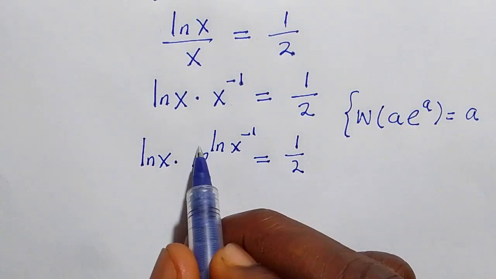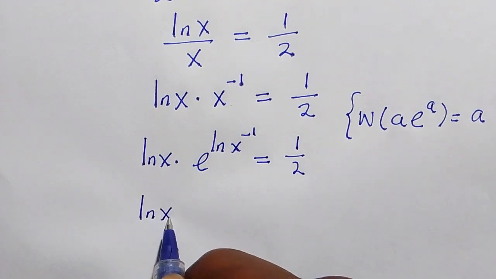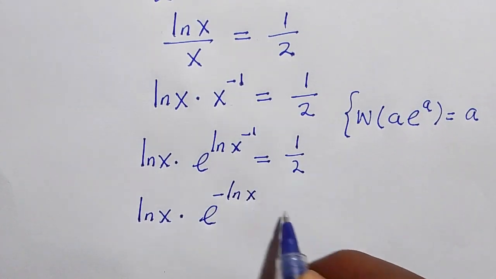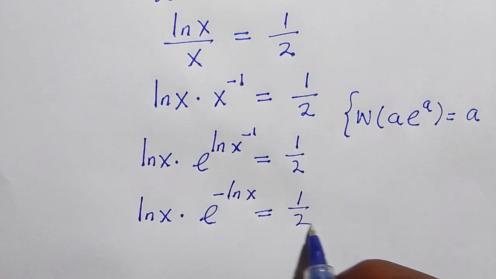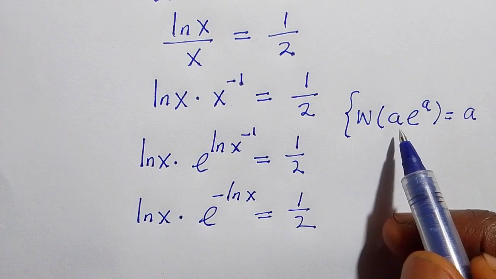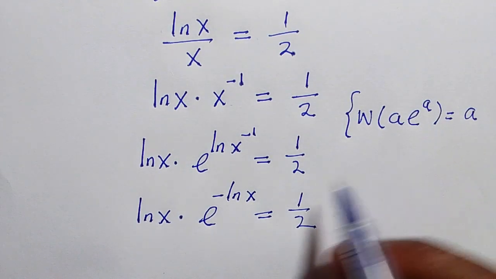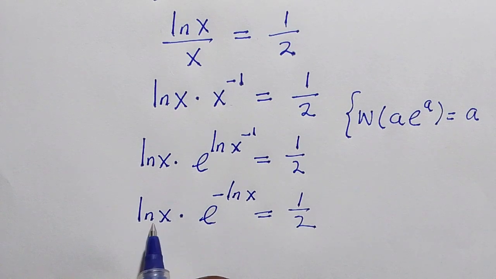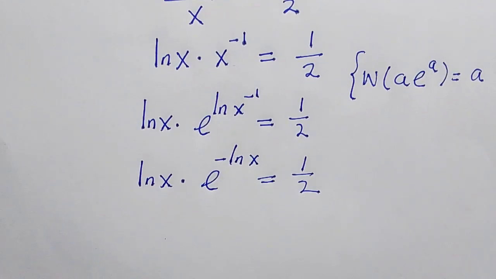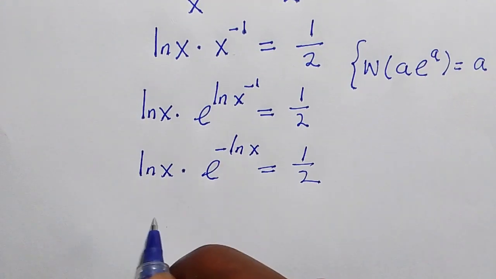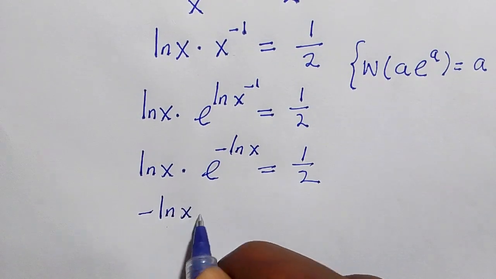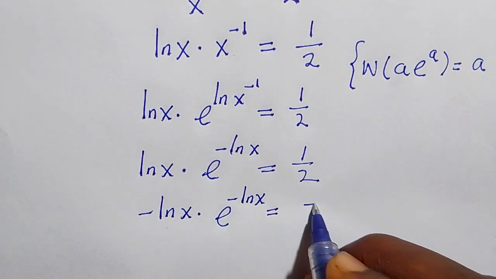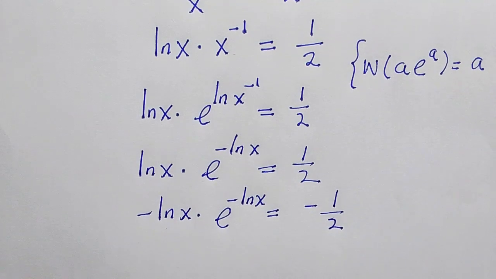So then let's take this negative here. We have ln x multiplied by e to the power of negative ln x equals 1 divided by 2. But we have e to the power of minus ln x and we still have ln x here, so what this is missing is a negative. That is, we introduce a negative to both sides. By doing that, we have minus ln x multiplied by e to the power of minus ln x equals minus 1 divided by 2.